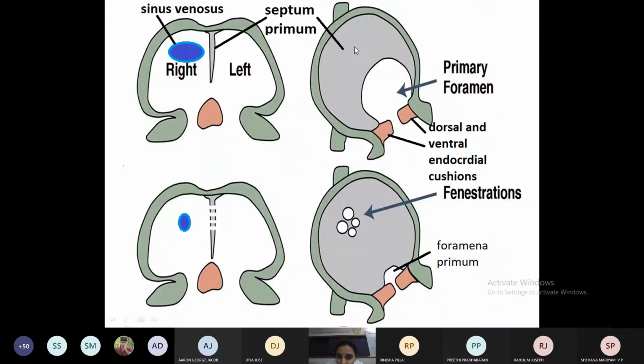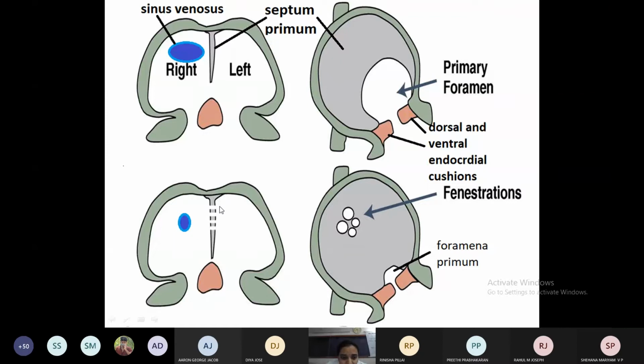A septum descends down. Now you can see this. This is the septum. This is the lower margin. Here you can see the lower margin in the lateral view. This descends down and you can see the dorsal and ventral endocardial cushions, which later fuse to form septum intermedium. This septum primum, this lower end is free, so it allows the flow of blood from right to left. This foramen is called foramen primum or primary foramen.